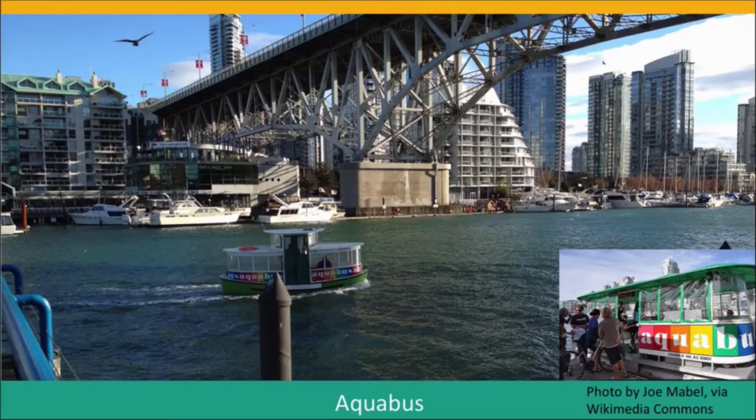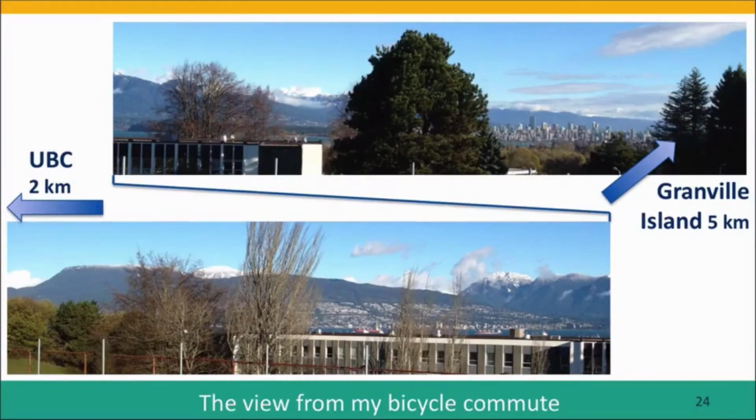Now, it would have been really nice if we could have taken the Aquabus. This is a little passenger putt-putt ferry that takes you across to downtown, but neither of us were going to downtown. Maria took the bus to her laboratory at the hospital, and I got on my bike to ride to the university. But I took one more photograph on my commute.